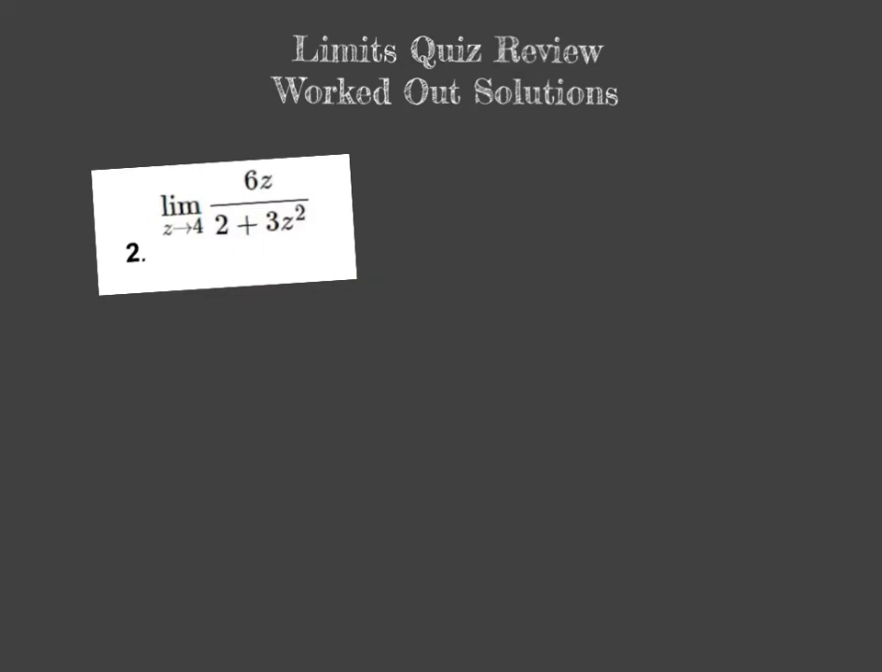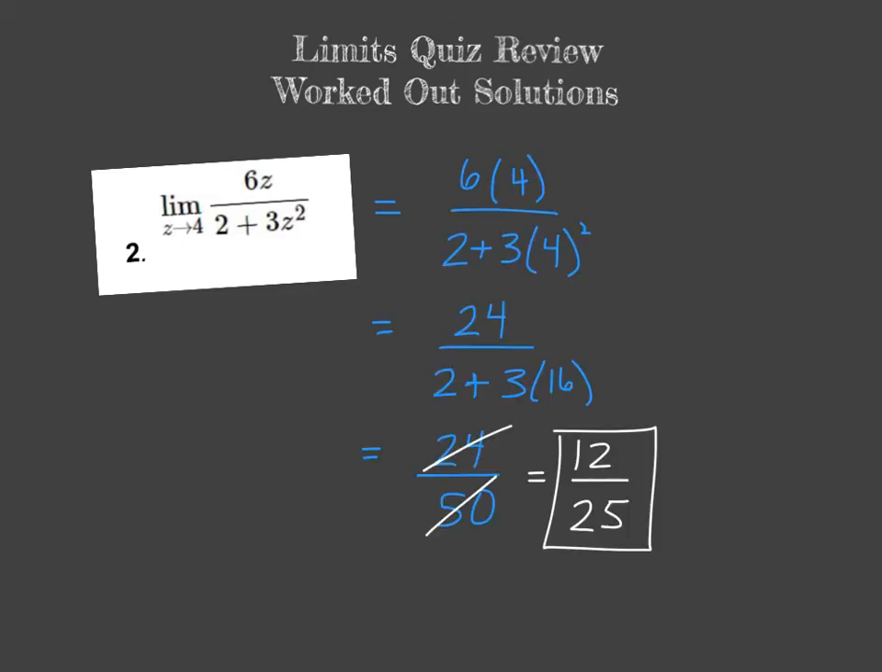Okay, moving on to evaluating limits algebraically. The first thing that you want to do is use direct substitution. So the first thing I'm going to do is plug in 4 everywhere there's a z. When we plug in 4, we get an answer. So that is our limit, 12 over 25.